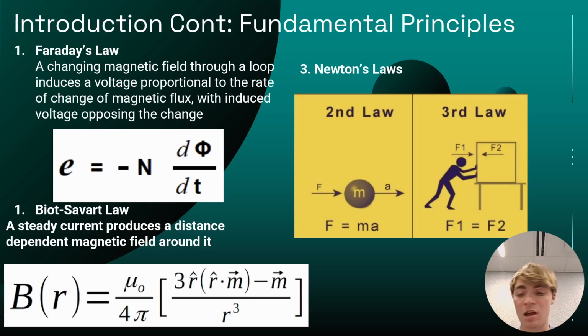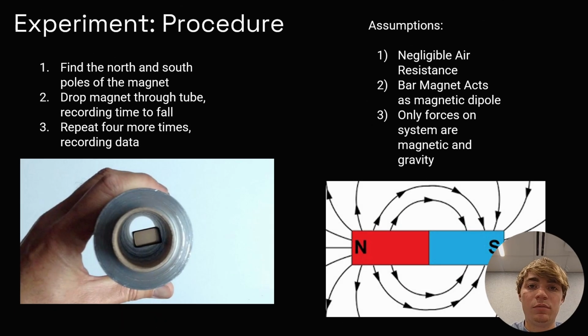And then finally, Newton's laws. The second law, which says net external force equals change in momentum over time, or F equals ma. And the third law, which says for every action, there is an equal and opposite reaction, which are integral to this lab. For the procedure, you first find the north and south pole of the bar magnet utilizing the magnetometer map from Lab 3 on your phone.